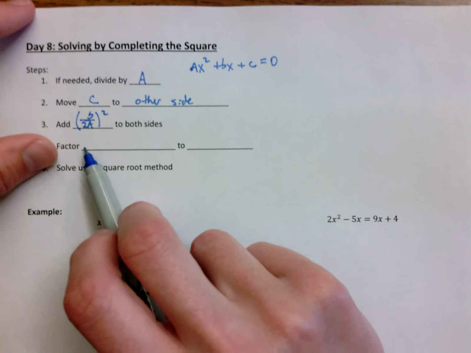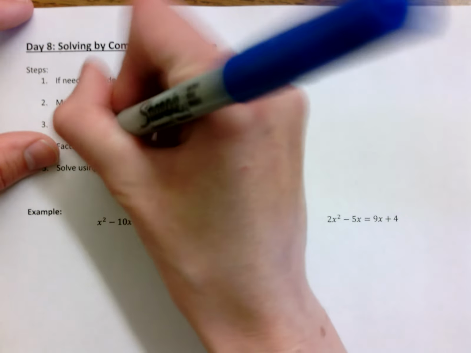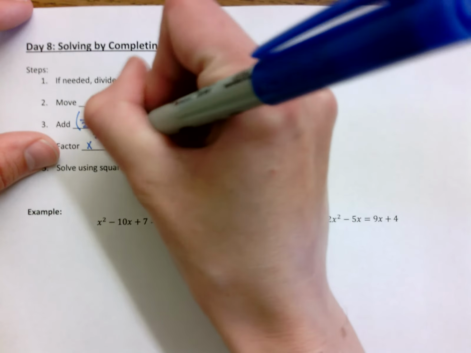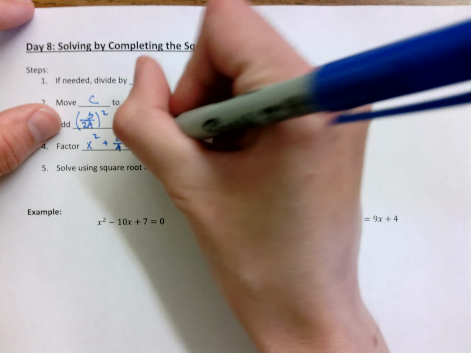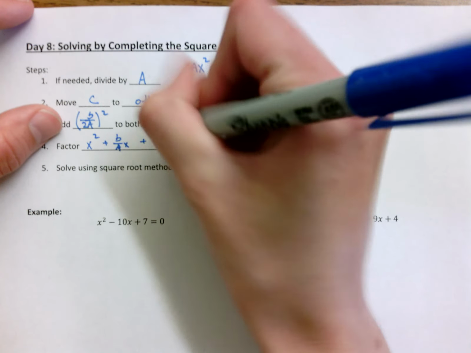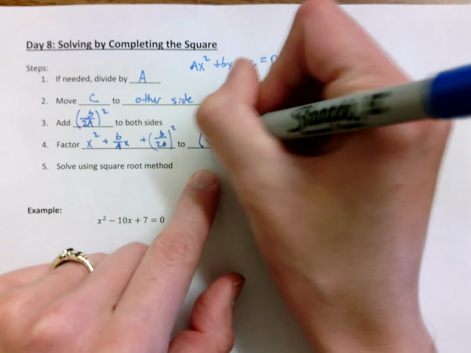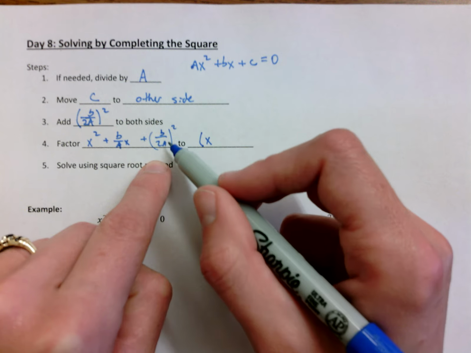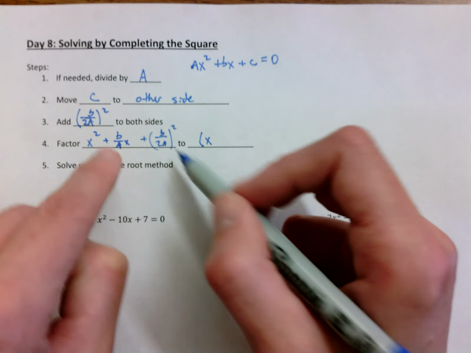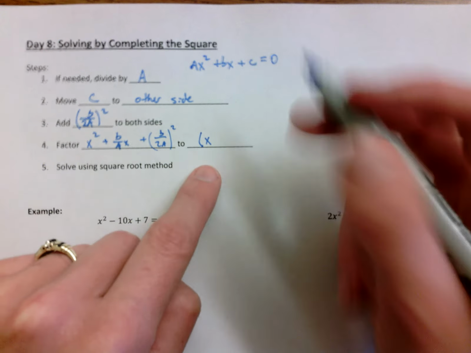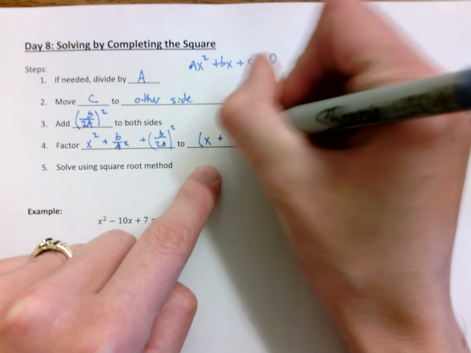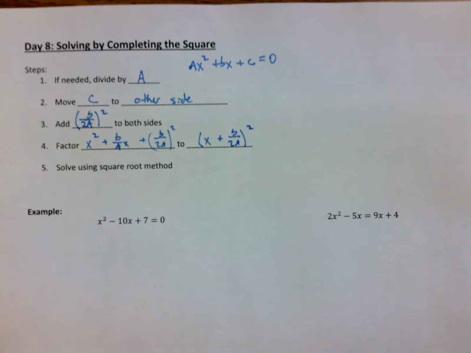Okay, so what that means is that now on the left side of your equation, you're going to have the x squared, you're going to have the b over a x, and then you're going to have this b over 2a squared that we just added on. And we're going to factor that. So we need two things that multiply to b over 2a squared and add to b over a, right? Well, that's just going to be b over 2a. So we're going to factor that, and then we'll solve from there using the square root method. It sounds really complicated when you write it as steps, but it's actually not too bad.